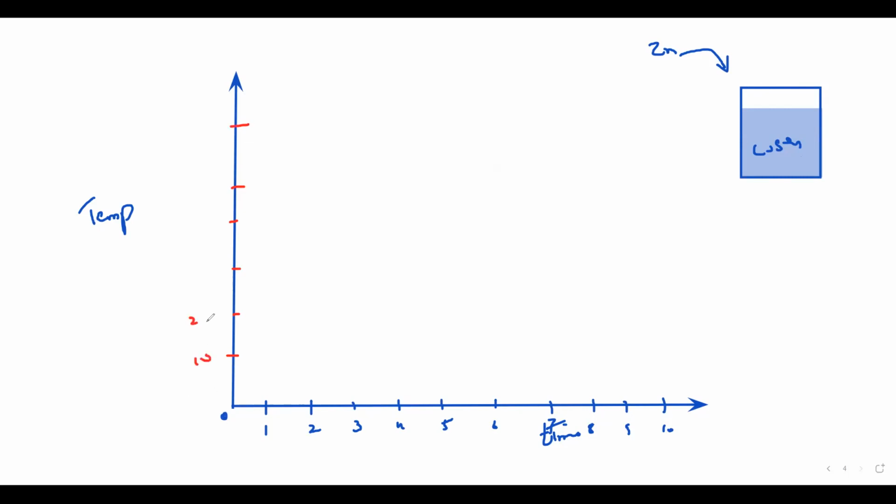So this is 10, 20, 30, 40, 50, and 60. So when we start the timer, like example, the temperature was 0. After 1 minute, the temperature is 0. After 2 minutes, the temperature is 0. After 3 minutes, the temperature is not 0 basically, it's 20. The same temperature till 3 minutes.